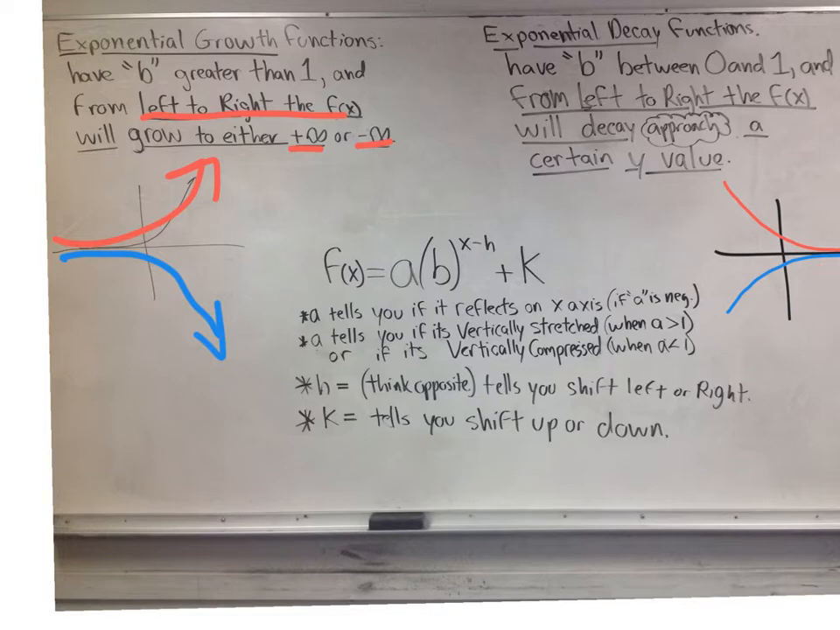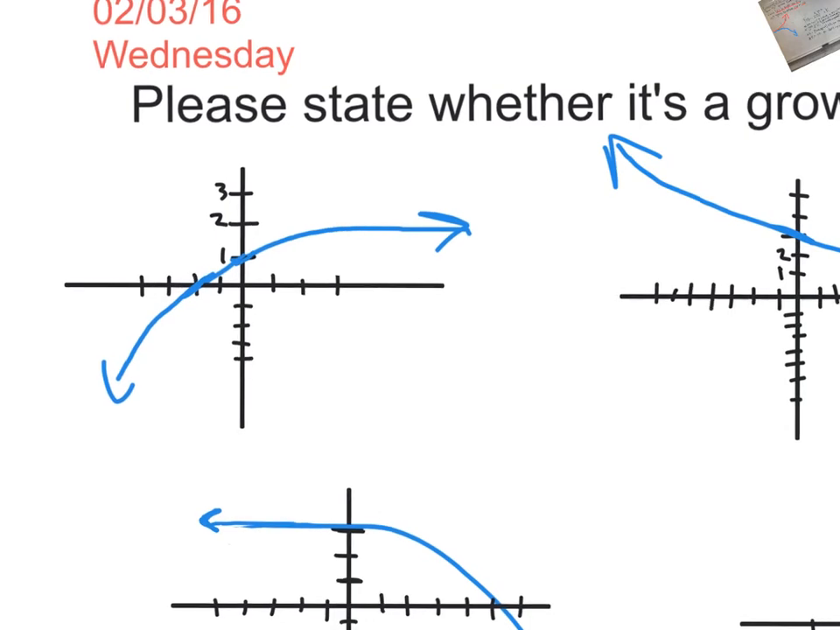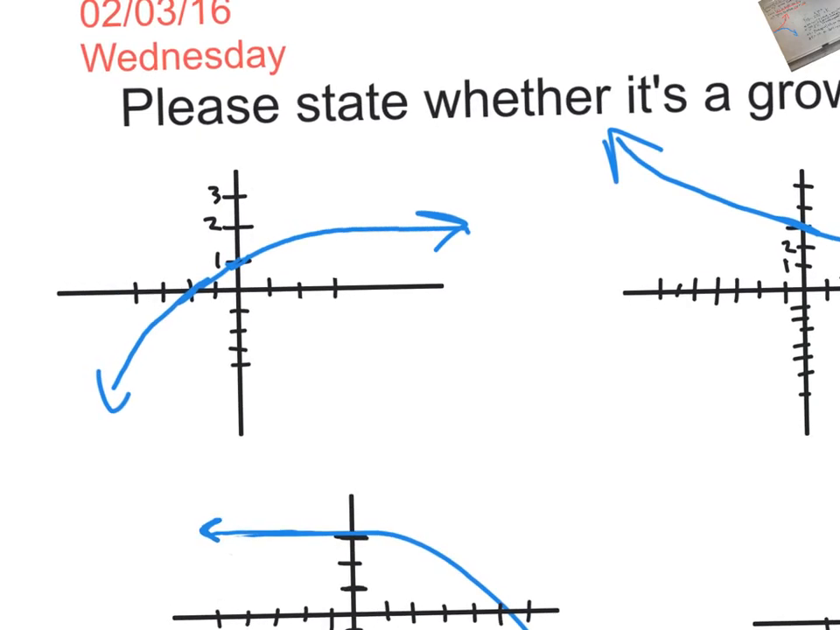Let's go back to this guy. So this is obviously not going to positive infinity or negative infinity, which means that from left to right, it is approaching a certain value. And what is that certain value? You can see that that value right there is the y equals 2 line. So this right here is your asymptote, and that's the y equals 2. That's the asymptote right there. So this is definitely a decay function, okay?